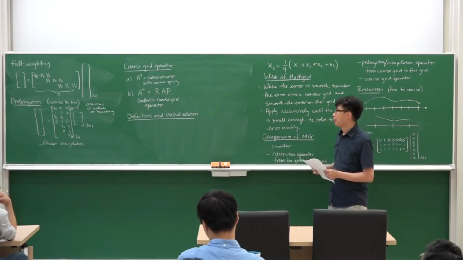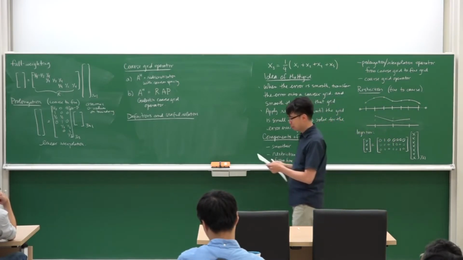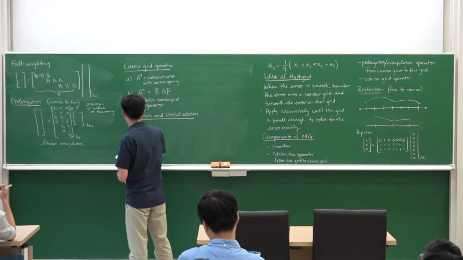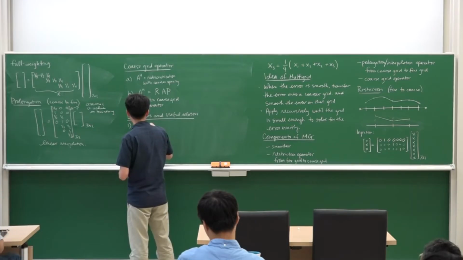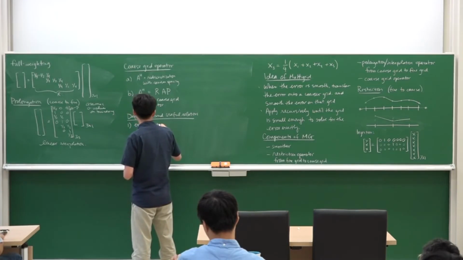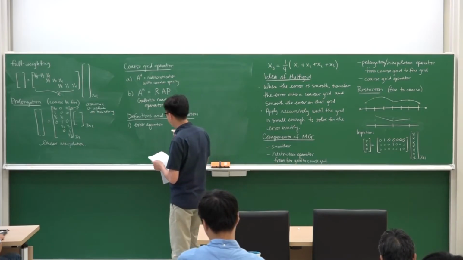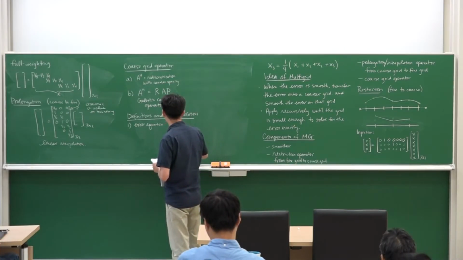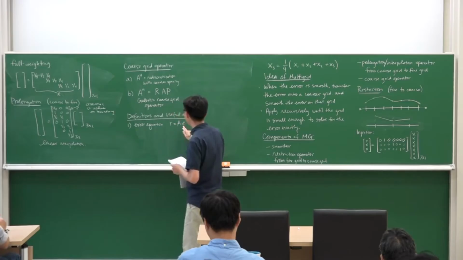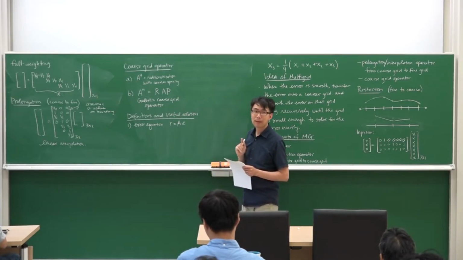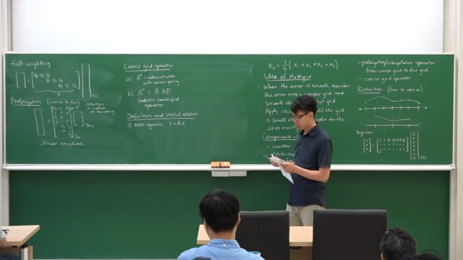Okay. All right, so some definitions and useful relations. One is called the error equation, and that's a relationship between the error and the residual. So if E is the error, then the residual is A times E. It's straightforward to derive.